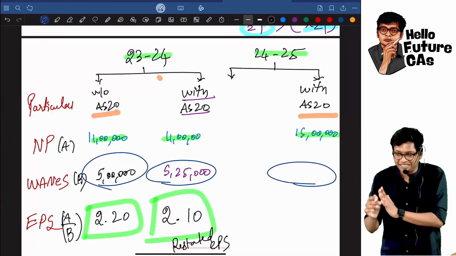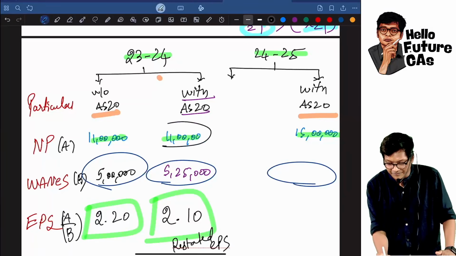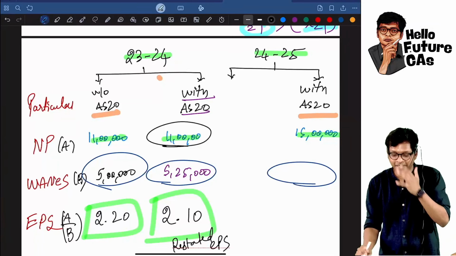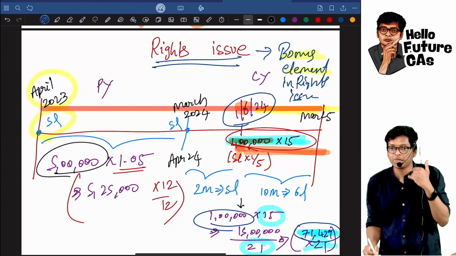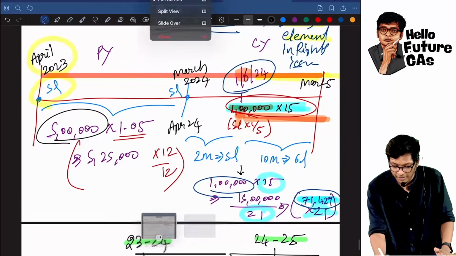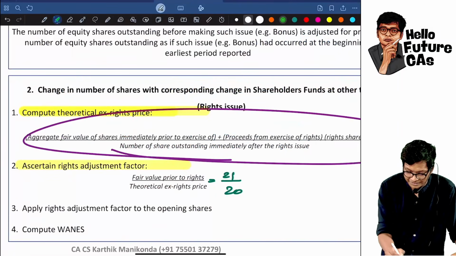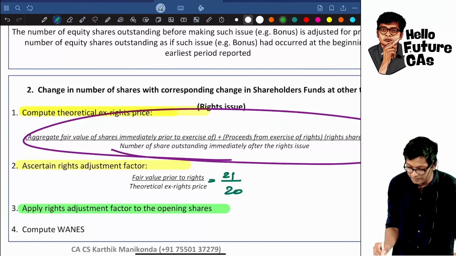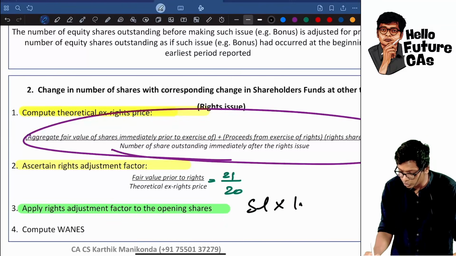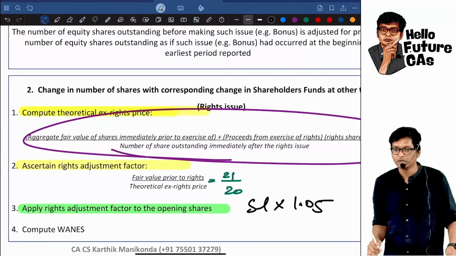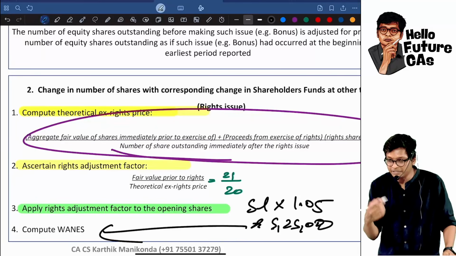Without AS 20, last year, 11 lakhs is given in the question, 5 lakhs is given in the question, EPS 2.2. How did 5 lakh 25 come? The logic is that for the 5 lakhs I am adding the bonus element. For finding that bonus element we are doing these 4 steps, and the 4th step is what I just told you: apply the rights adjustment factor to the opening number of shares. We did 5 lakhs into 1.05, which came to 5 lakh 25,000. After this you compute weighted average normally.